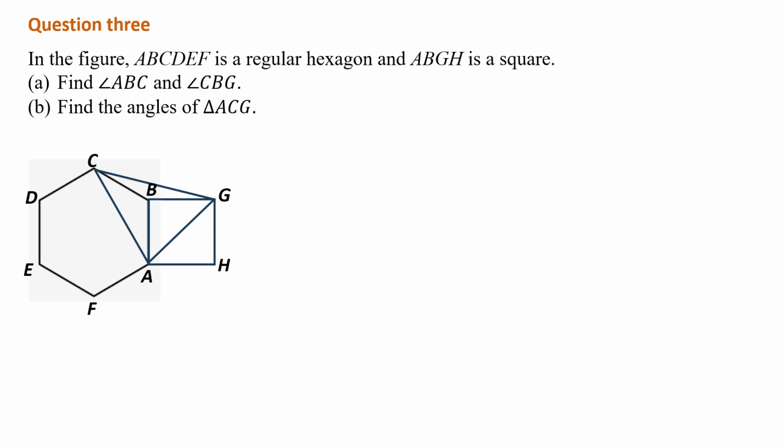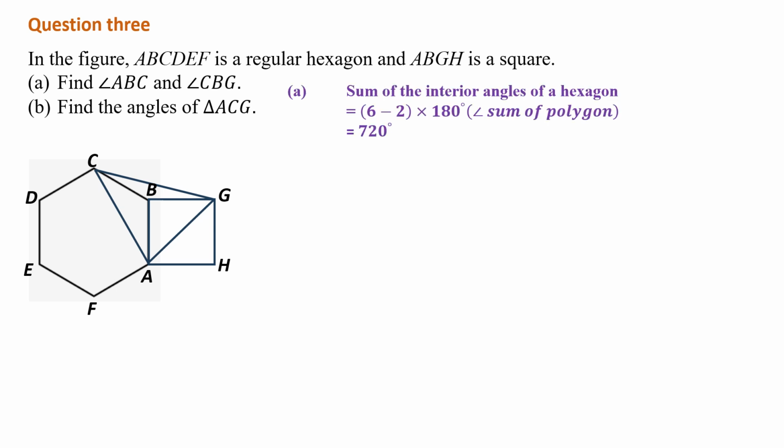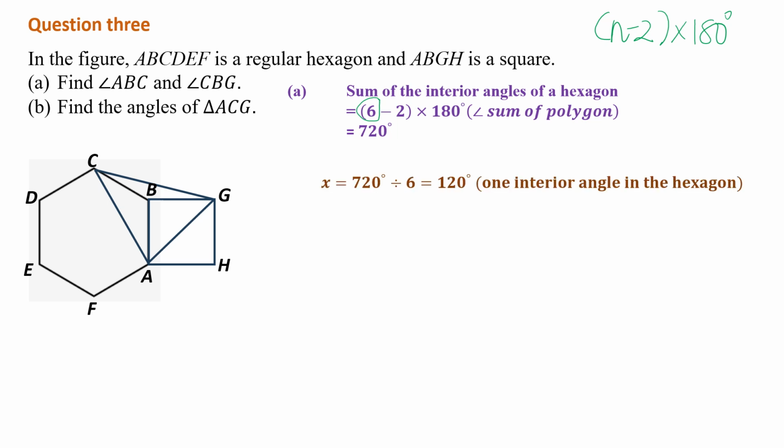Alright, so let's look at part A first. Let's find the sum of interior angles of a hexagon. If we recall, the formula is bracket n minus 2 close bracket times 180 degrees. That is for the sum of interior angles of a polygon, and n represents the number of sides of the polygon. In this case, a hexagon has 6 sides, so we substitute n to be 6. So we get 720. Therefore, one interior angle will be 720 divided by 6. That gives you 120. So therefore, angle ABC is 120. So that is part A.